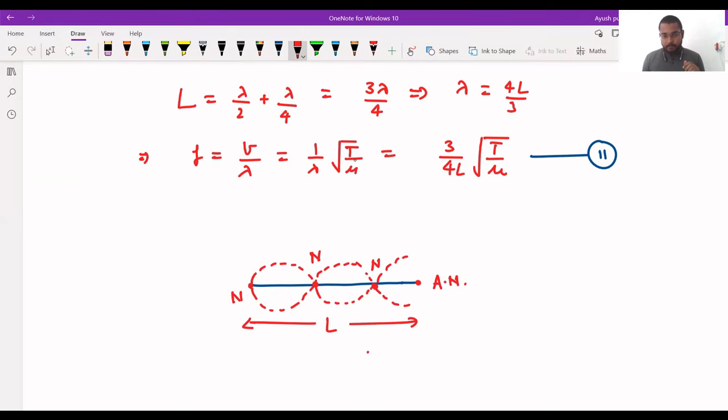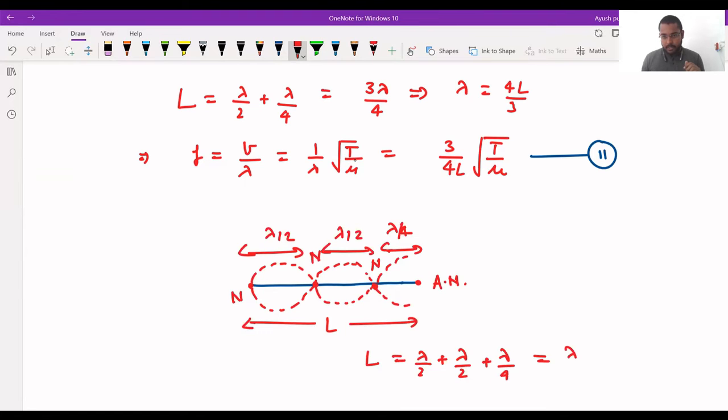So I can write L is equal to, again the distance between two node points is lambda by 2 and lambda by 2 and lambda by 4. So I can write lambda by 2 plus lambda by 2 plus lambda by 4. So it will give me lambda plus lambda by 4. That will give me 5 lambda by 4.